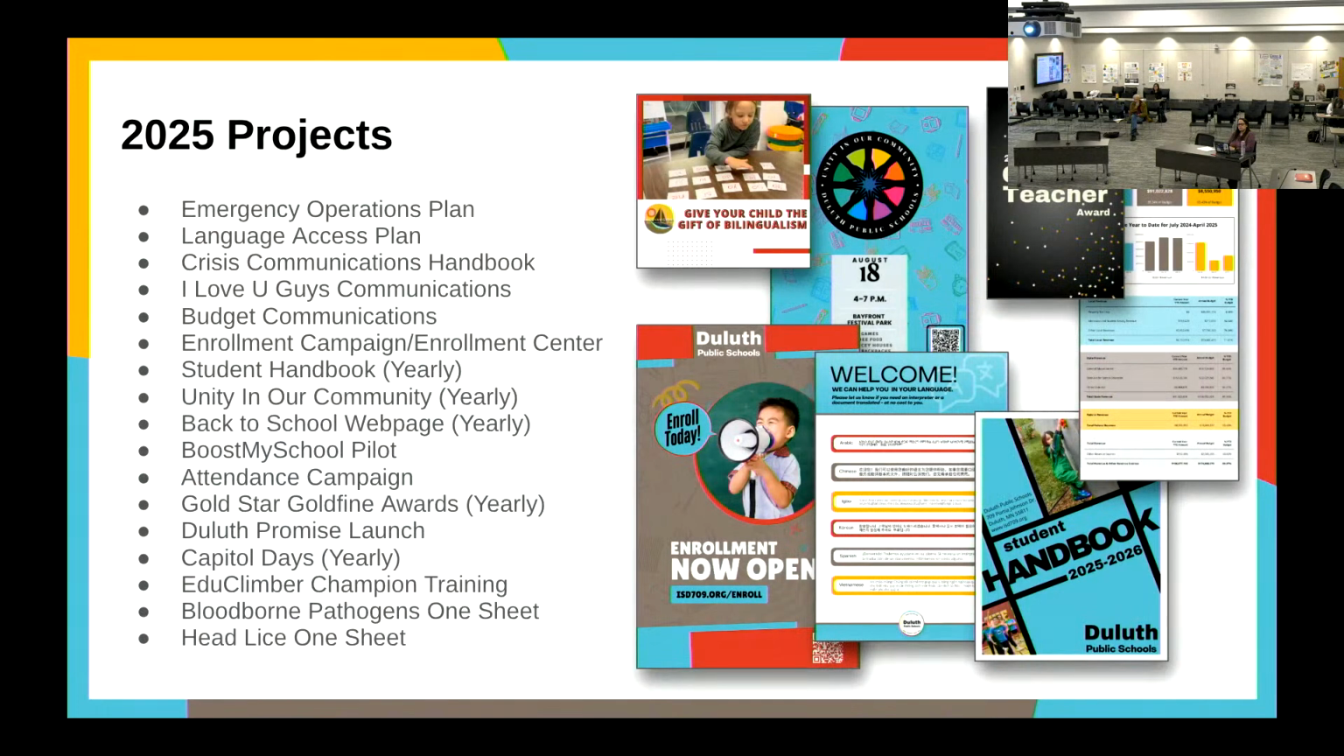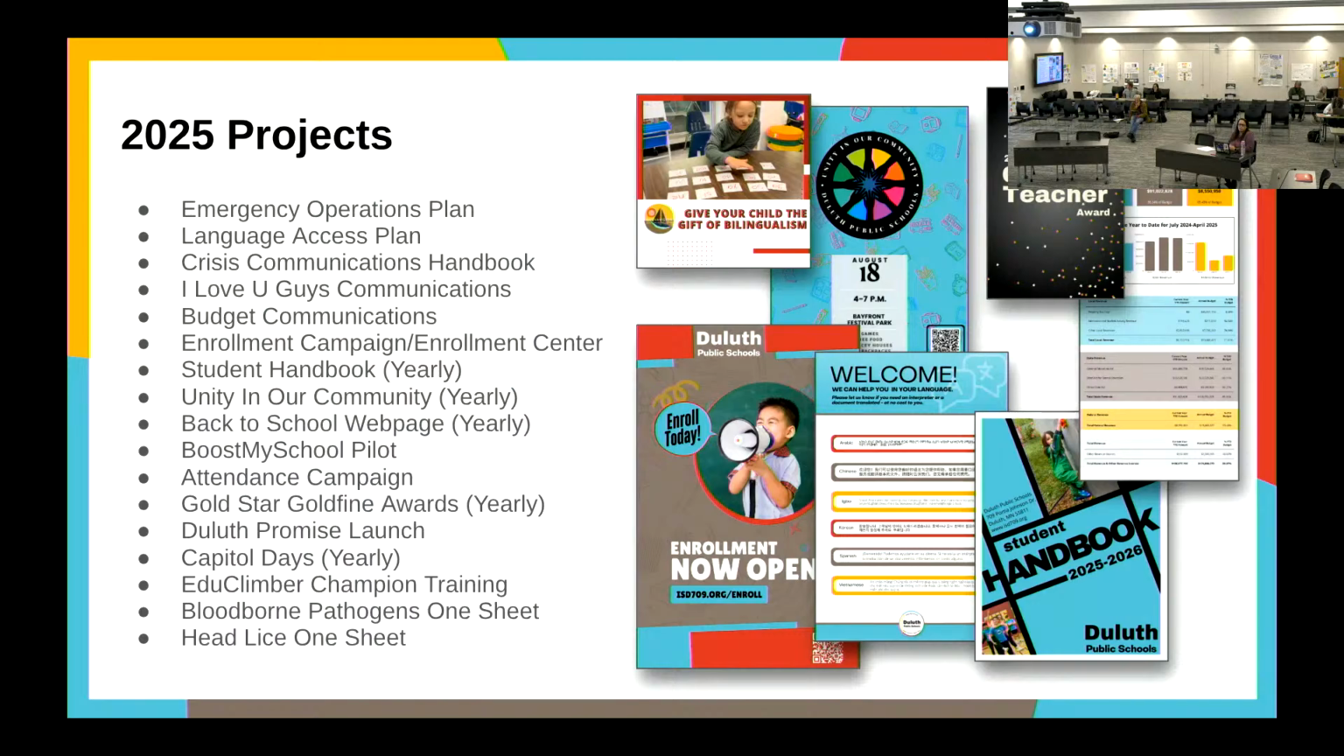So these are just a few of the projects that I have done this year. I would say that the largest ones are the emergency operations plan and working with Lexi, Danette, and Todd McGowan and the rest of the EOC team. The language access plan and the crisis communications handbook that goes along with the I Love You Guys communications. I also had a large part in communicating budget changes, so that was an ongoing process, I want to say, starting in November and then continuing through March.